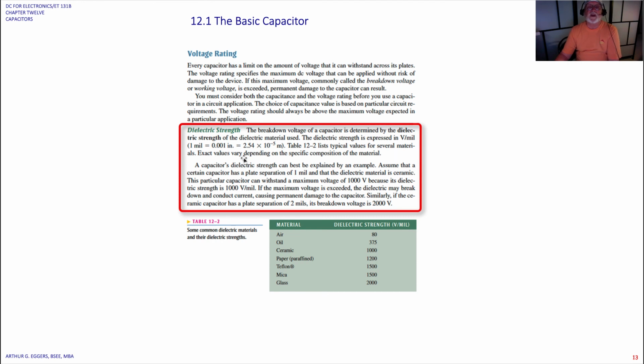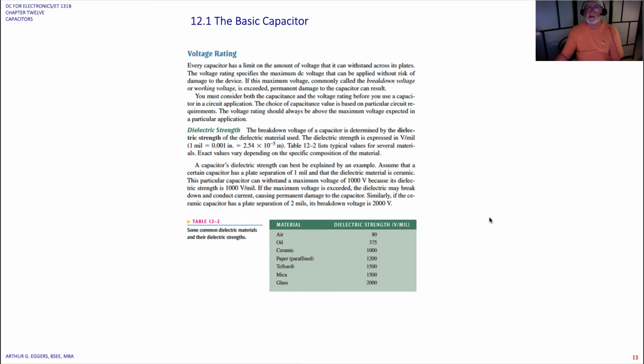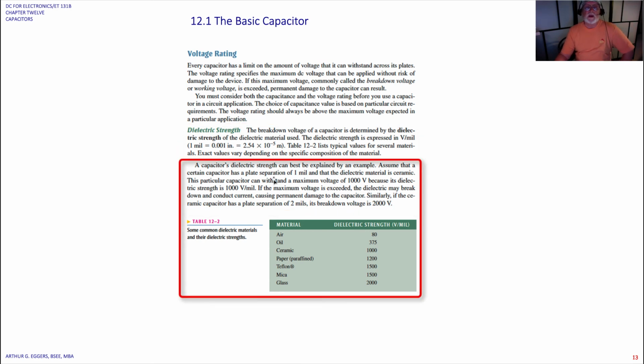Exact values vary depending on the specific composition of the material, and these things can be made of lots of different materials. A capacitor's dielectric strength can best be explained by an example. Assume that a certain capacitor has a plate separation of 1 mil, so that's 1/1000th of an inch, and that the dielectric material is, in this case, ceramic. This particular capacitor can withstand a maximum voltage of 1,000 volts because its dielectric strength is 1,000 volts per mil. Okay, and we just extracted that from what was given.